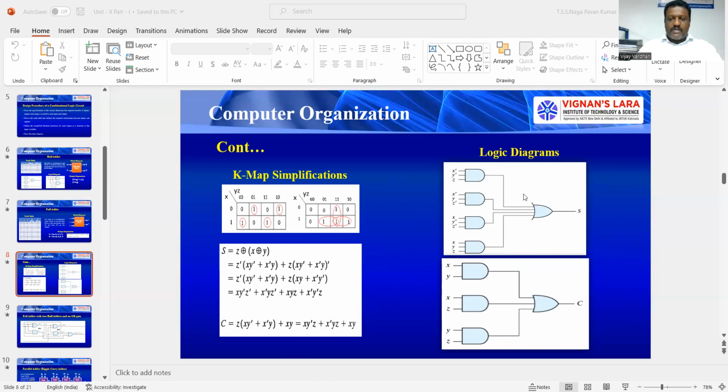This circuit we can also replace with a 3 input XOR gate, because the sum output is Z exclusive ORed with X exclusive ORed with Y. So instead of this whole circuit, we simply use a 3 input exclusive OR gate.